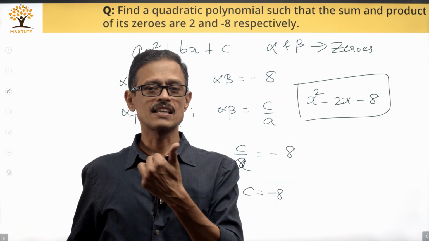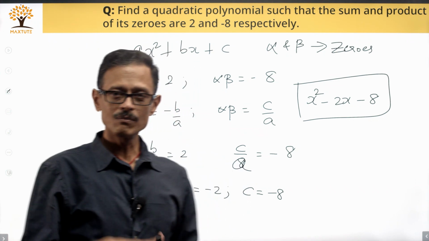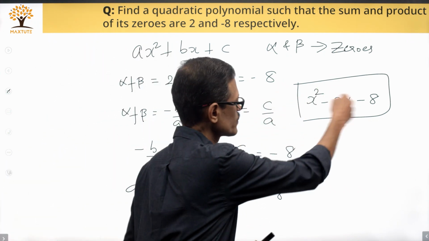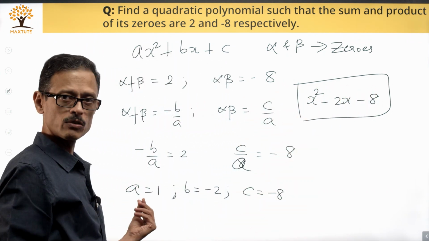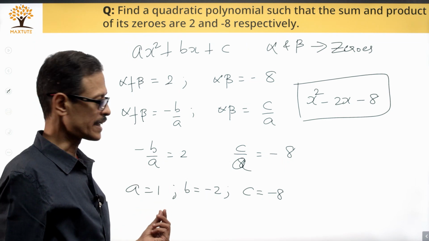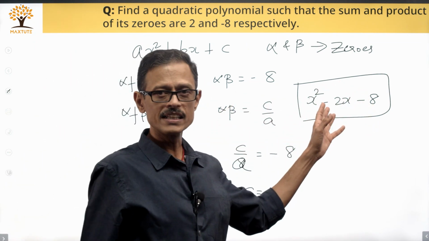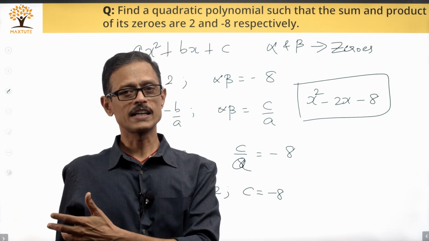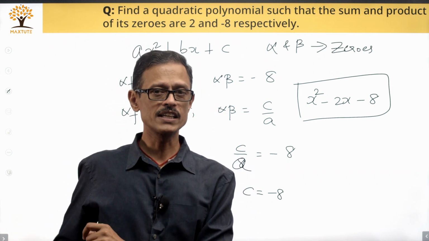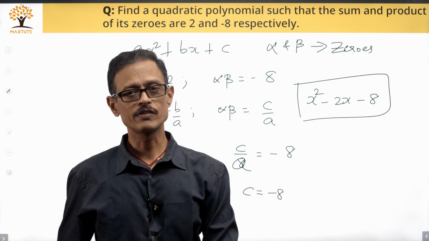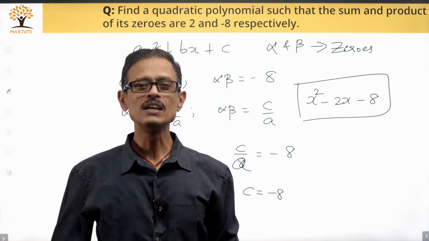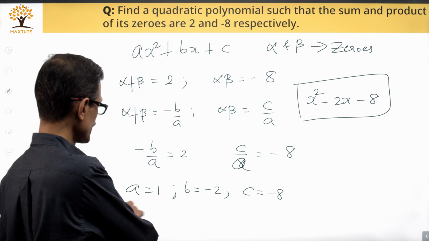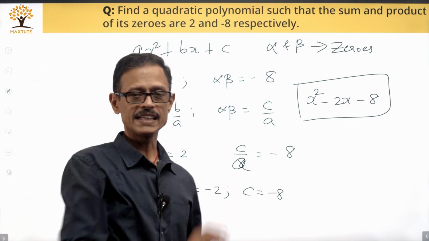Why are we talking about this as a quadratic polynomial? We can have multiple ones which are going to be k times this value. For example, instead of taking a to be equal to 1, I could have gone for a is equal to 3. Correspondingly, we would have had b is equal to minus 6 and c is equal to minus 24. That is also a valid quadratic polynomial for which the sum of its zeros is going to be equal to 2 and the product of its zeros is going to be equal to minus 8. Quite often, it is sufficient if you went with a equals 1 and found out the answer.